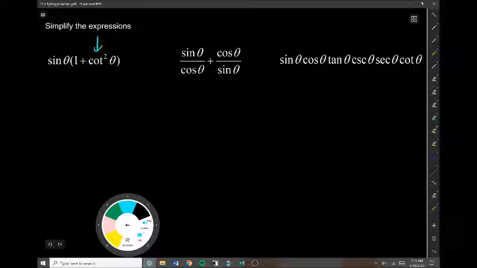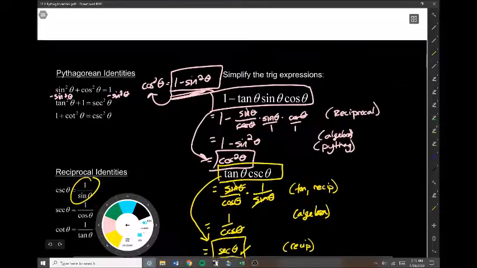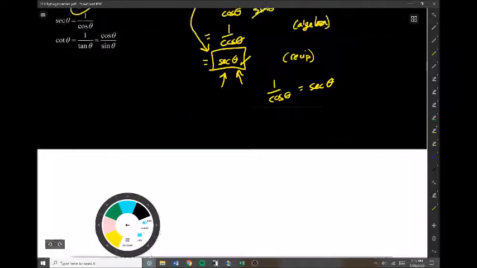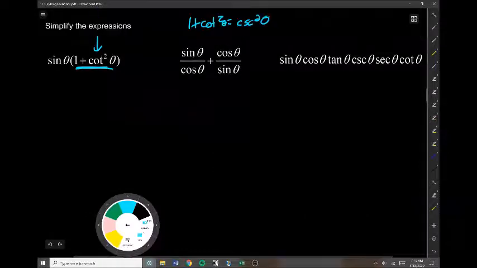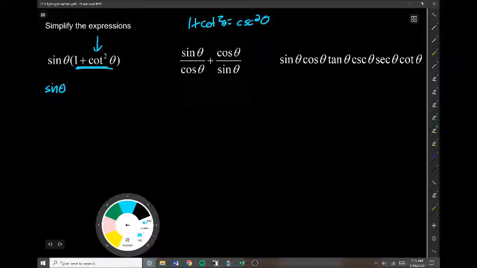Here, cotangent I know is cosine over sine. So if I wanted to, I could take cotangent squared and make it cosine squared over sine squared. But I also think I have a Pythag identity with 1 plus cotangent squared. I believe that 1 plus cotangent squared is cosecant squared. I'm going to check real quick. It is. So I'm just going to take this 1 plus cotangent squared and turn it into cosecant squared. And I can do that because it's a Pythag identity.